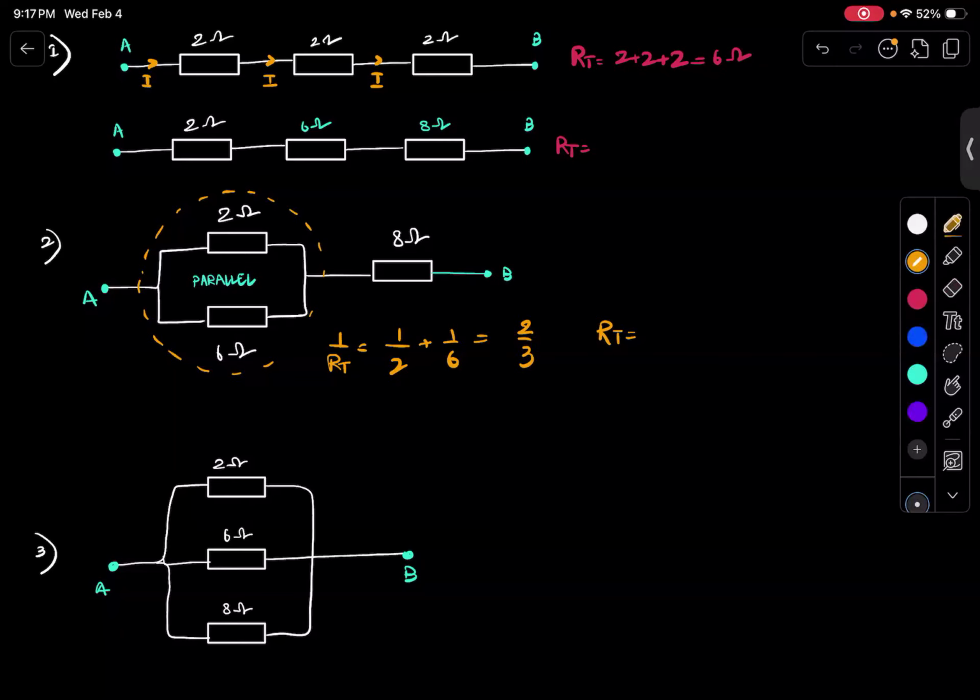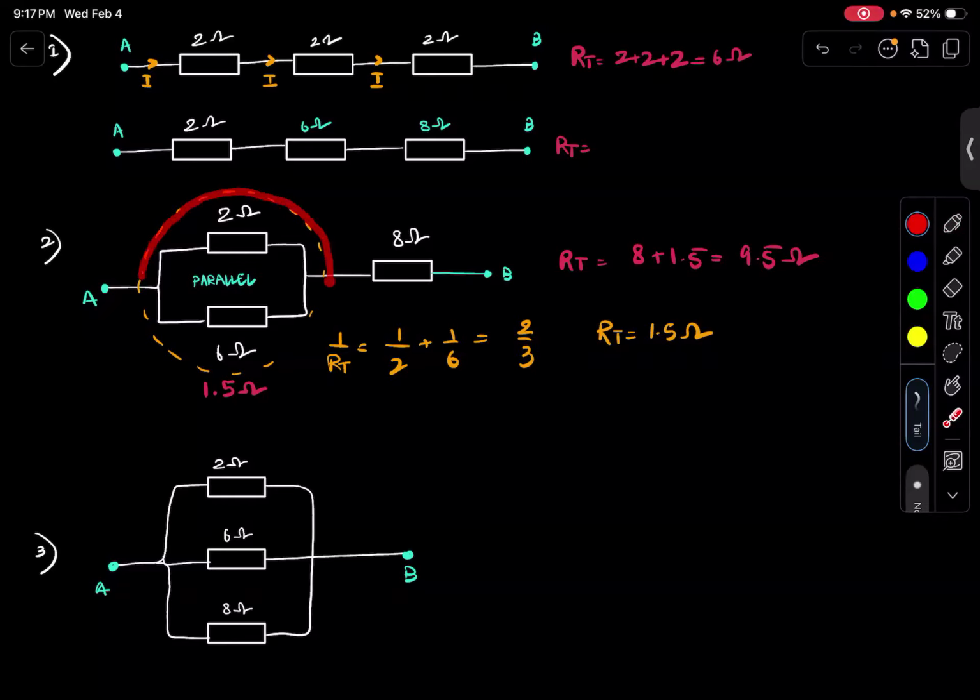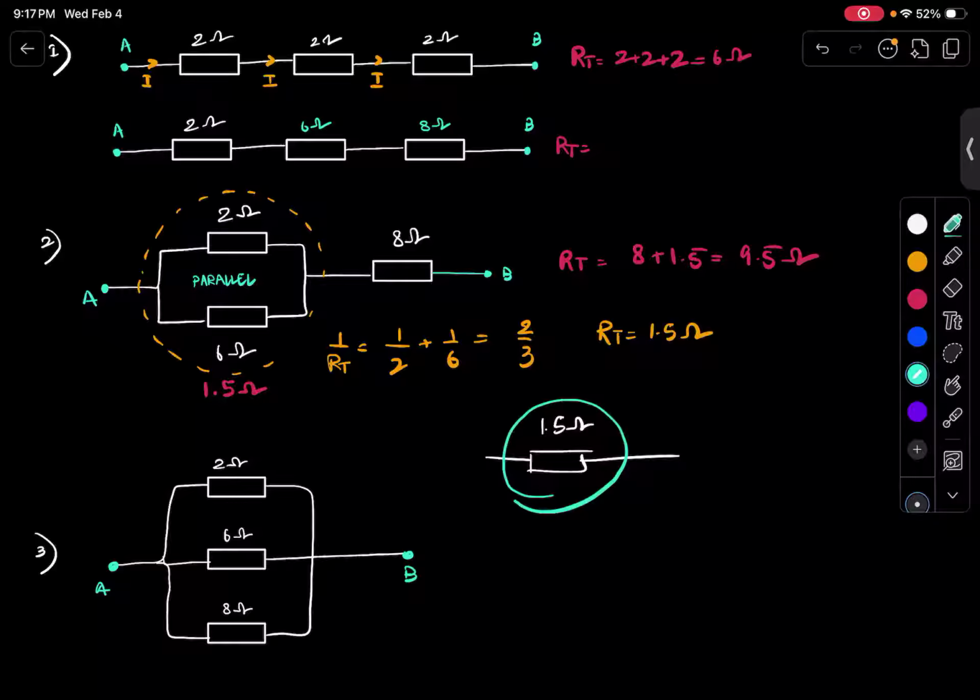Now, this 1.5 ohms is the total resistance of just this parallel combination, right? So RT from A to B would be 8 plus 1.5, which should be equal to 9.5 ohms, right? So this is how you calculate series and parallel, because the resistance of this combined parallel resistor is 1.5 ohms. What that means is that you could very easily replace it with a 1.5 ohm resistor, and that's basically what we did, right?